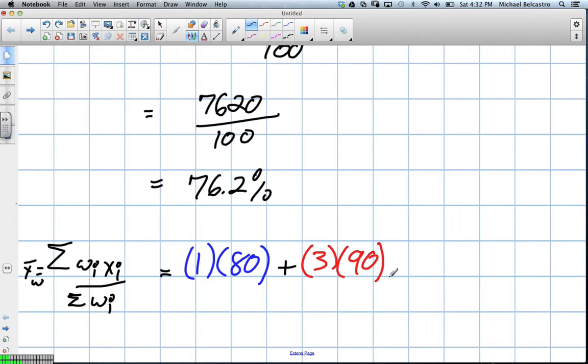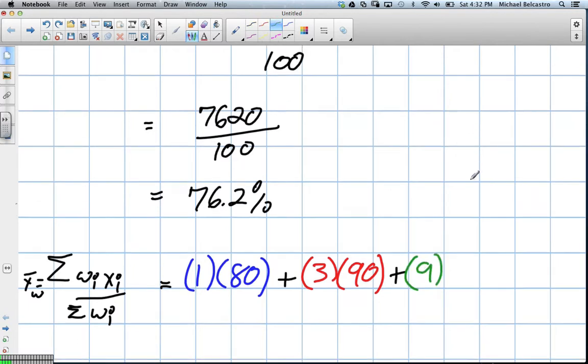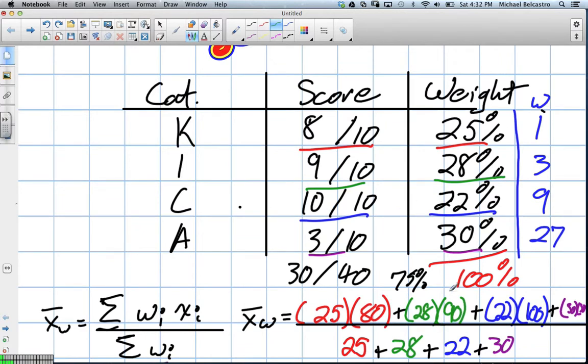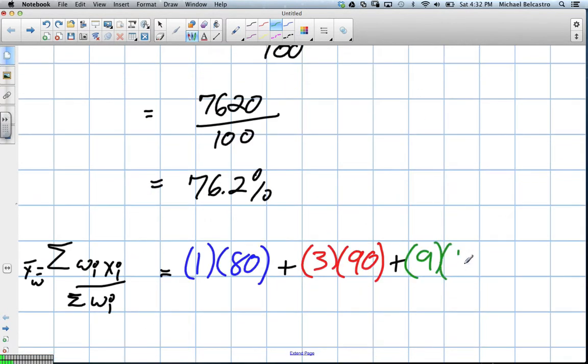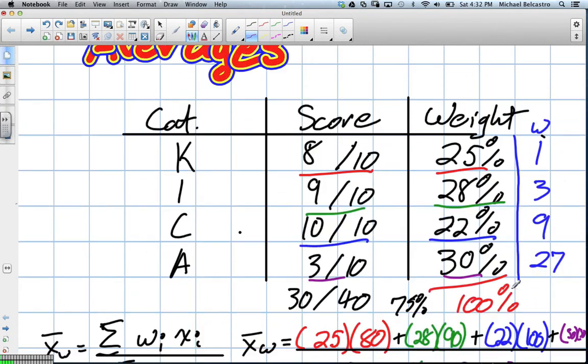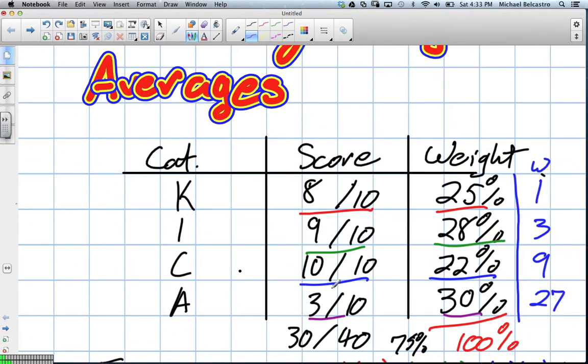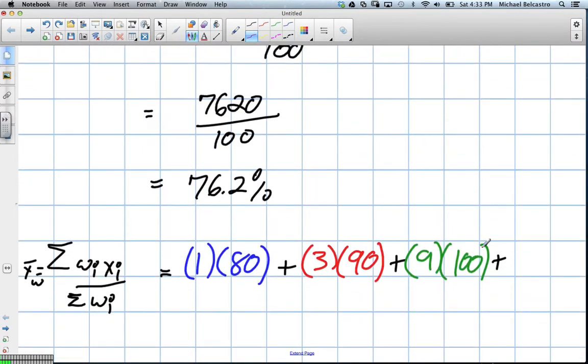Our third weight was the value of 9. So it's really going up in weight now. Our value of 9, and our score was 100. So that's good. And then finally, our last weight is 27, and our score is 30 times, oh, I put those in the wrong order, times the 27. Okay, so we have our 27 here.